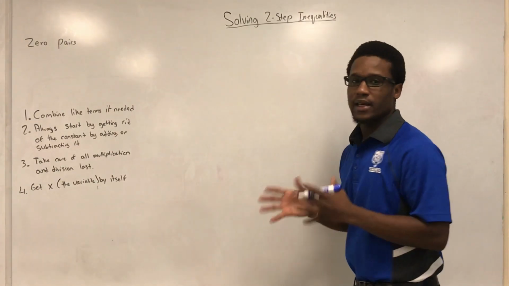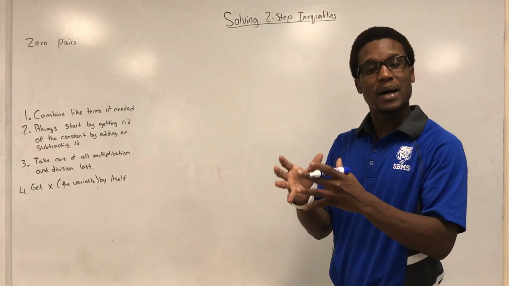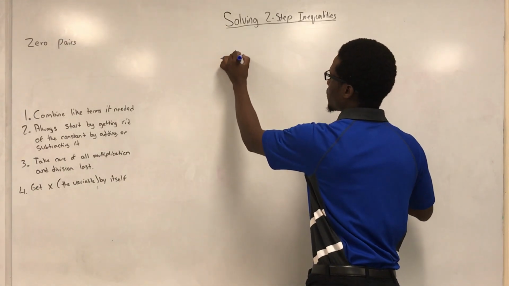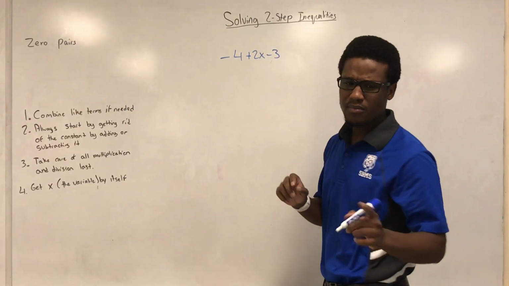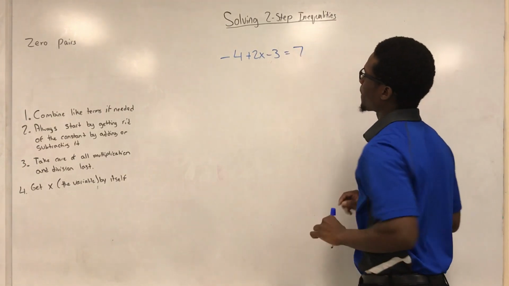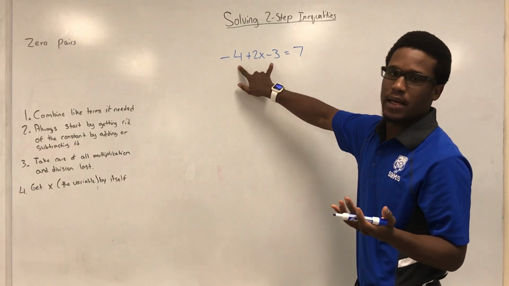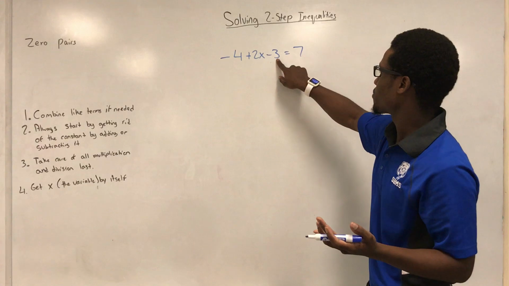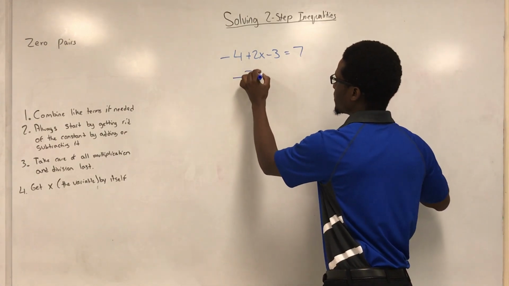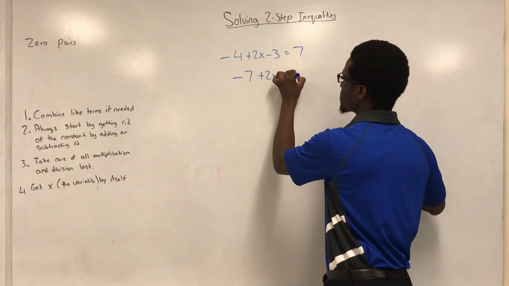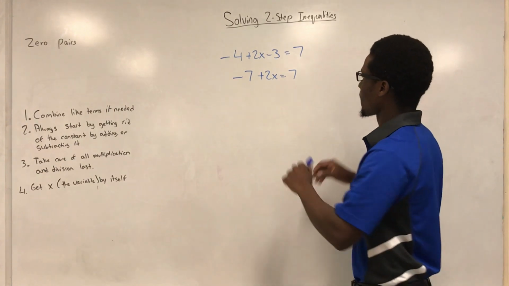Now, for some of the advanced students, I'm going to have situations in which you have to combine like terms. So I have negative 4 plus 2x minus 3 is going to be equal to 7. Okay? So these two, I could combine them, can't I? This is a negative 4 minus 3. So it's negative 4 plus negative 3, which is equal to negative 7. So negative 7 plus 2x is going to be equal to 7. So remember, in some situations, you're going to have to combine the like terms first.